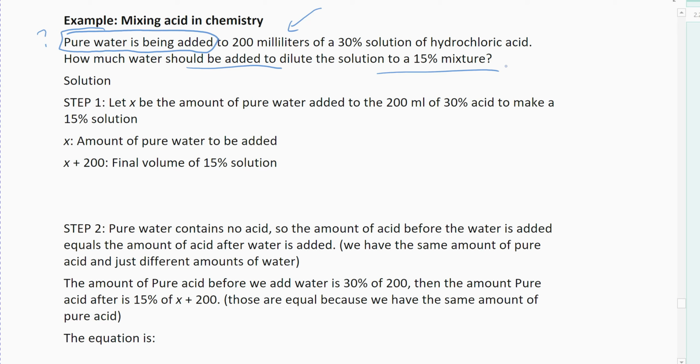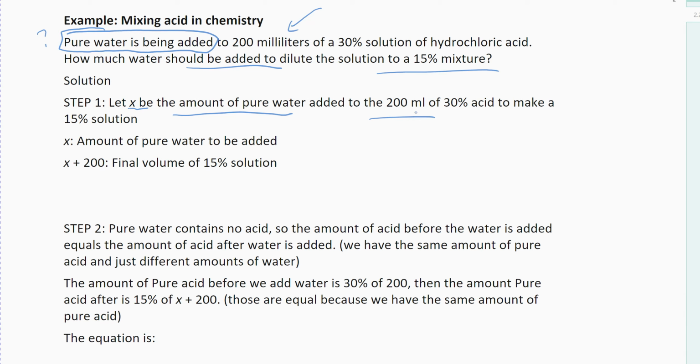So X is what we're looking for. X is the amount of water I'm going to add. So that's what I'm going to let X be. X is going to be the amount of pure water I'm going to add to the original 200 milliliter solution of 30% acid to make it diluted so that it's half as acidic. So it's only 15% acidic. So X represents the amount of pure water added.